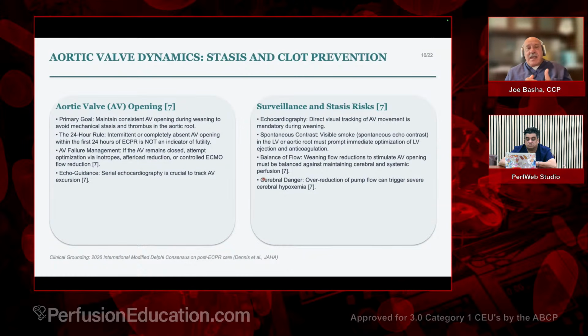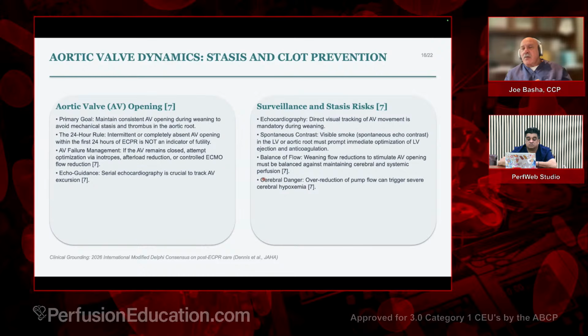Keeping your aortic valve opening, obviously it's super important. I don't even have to say a whole lot about that. And then surveillance and stasis risk: direct visual tracking of AV movement, aortic valve movement, is mandatory during weaning. Visible smoke, spontaneous echo contrast, we've seen that with poor LV function or in the aortic root, should prompt immediate optimization of LV ejection and anticoagulation. If you see smoke in the aortic root or the LV, you've got a problem with your echo.